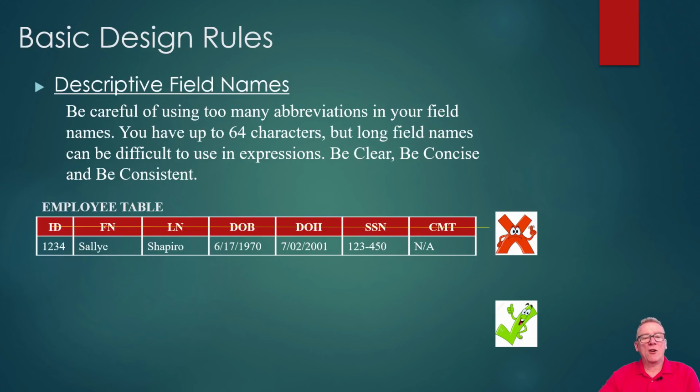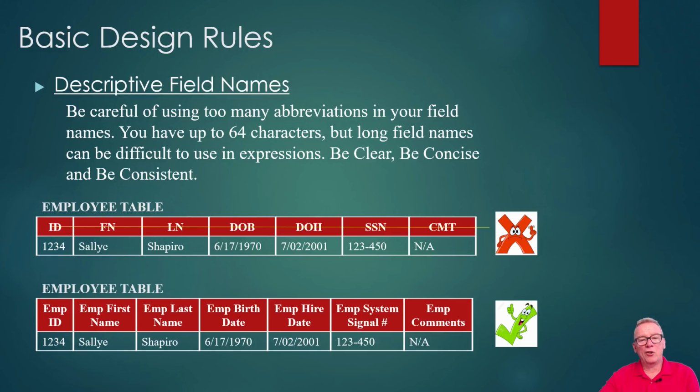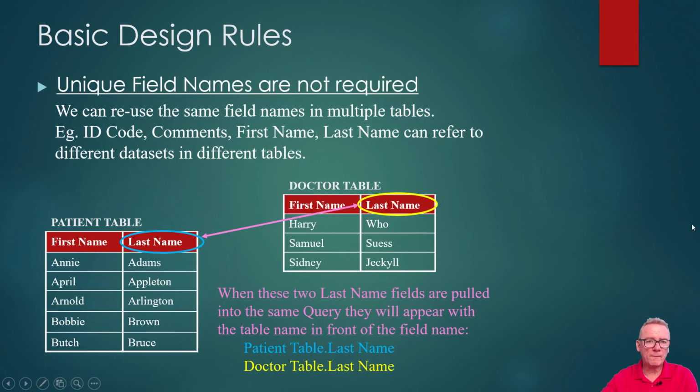Okay, another thing is don't abbreviate field names too much. If you make them tiny like this, like FN, LN, DOH, what are those things? Well, this second example is a much better way to name your fields when you're setting them up in Design View. Give them meaningful names where people can tell what they stand for.